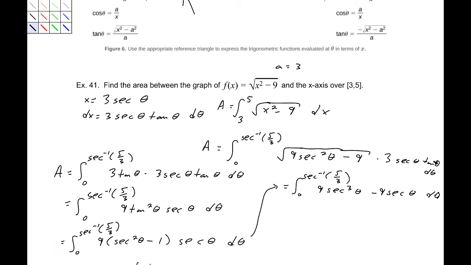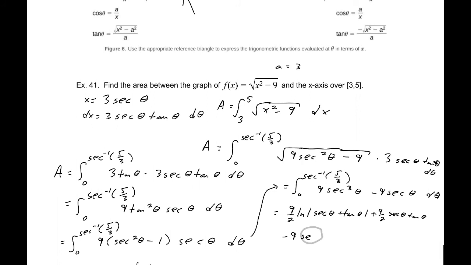Alright. Now, secant cubed, we know, is 1/2 plus all of that. So that is 1/2 natural log, and I'm going to go ahead and bring the 9 in there as well, so that's 9 over 2 natural log of secant theta plus tangent theta, plus 9 over 2 secant theta tangent theta, minus, we still have our 9 secant theta.